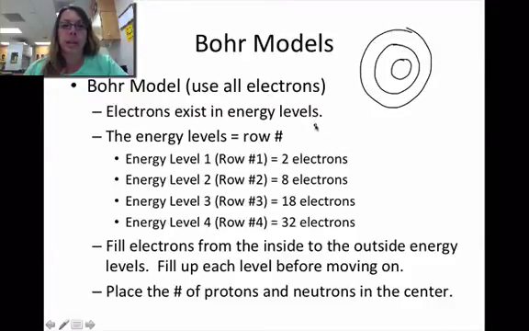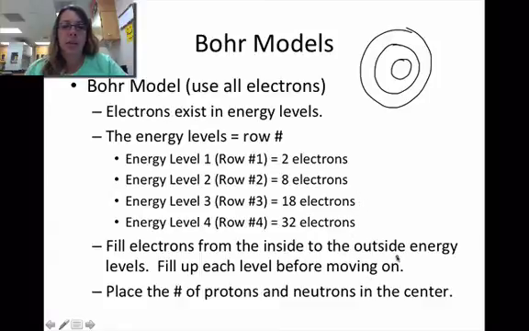So we need to know that electrons exist in energy levels and that the energy levels are the same as the row number that the element is in. There are certain numbers of electrons that can be held in each row number, and we're only going to worry about going through row number 4. So it goes 2, 8, 18, and 32. That should make sense because the bigger your energy level gets, the more electrons it can hold.